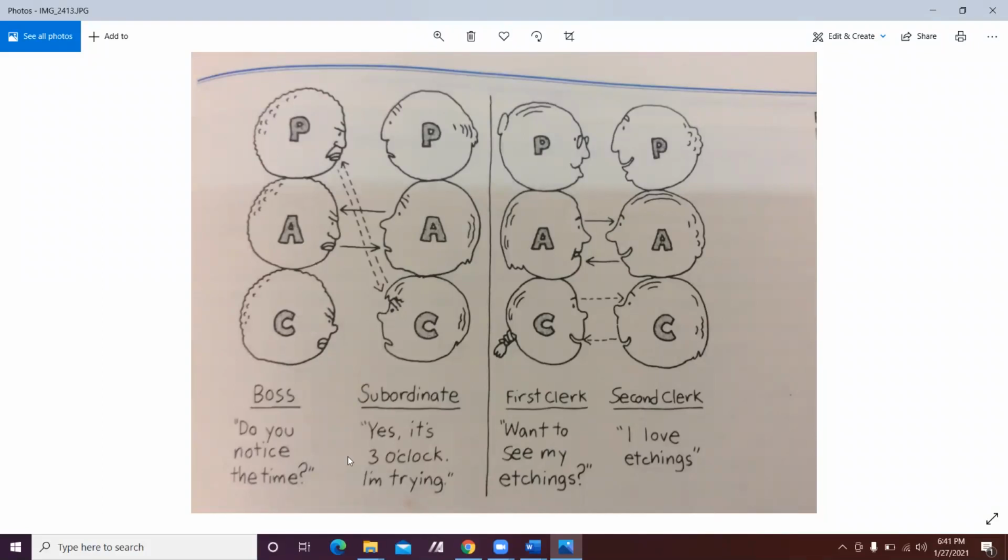Did you notice the time? Subordinate: yes, it is 3 o'clock. I am trying. But inside, maybe you can try to develop a statement. Maybe like, this person is really making me delay. Something like that. Look at his face, frowning.